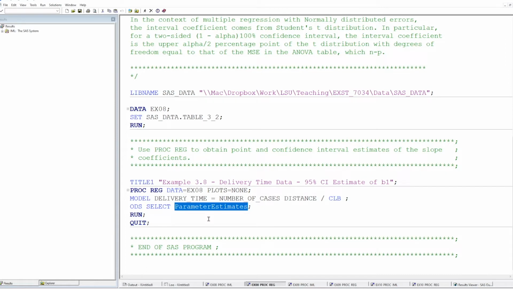Now, in order to get the parameter estimates table to include the confidence limits, we need to issue the CLB option, the confidence limits for the betas, as part of the model statement. After we list the last explanatory variable, we have a forward slash, indicating that we've got some options after that, and the only option we need to get this done is CLB. Again, this instructs SAS to calculate and provide the confidence limits for the betas. Let's run this and see what we get.